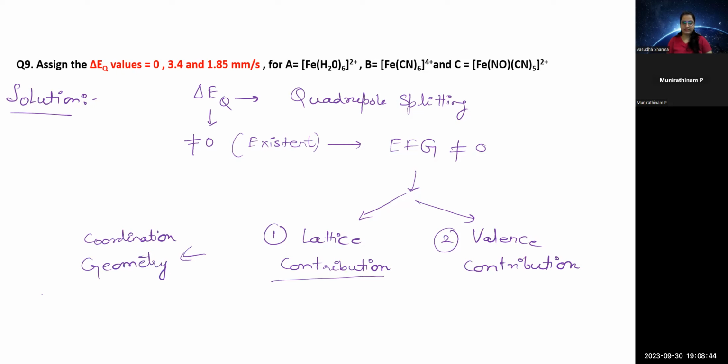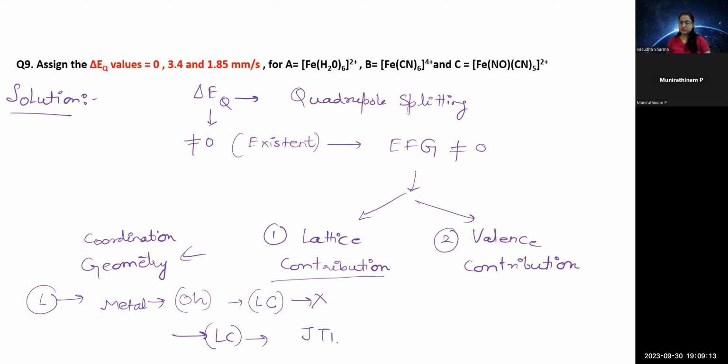Say if all the ligands surrounding the metal are in pure octahedral geometry, all ligands are same. That means there is no asymmetry, so lattice contribution would be zero. Or if we have other than octahedral geometry, with different shapes or geometries, at that time lattice contribution would be counted. Second, if we consider Jahn-Teller distortion, we come from higher octahedral symmetry to a lowered symmetry, and that is called Jahn-Teller distortion.